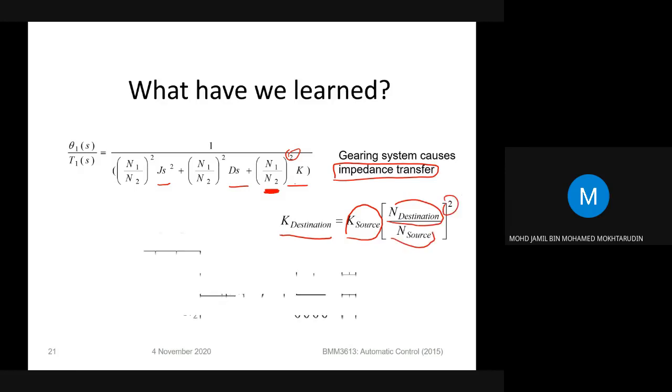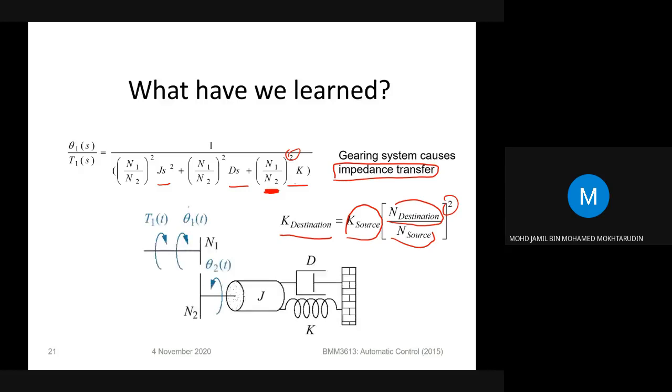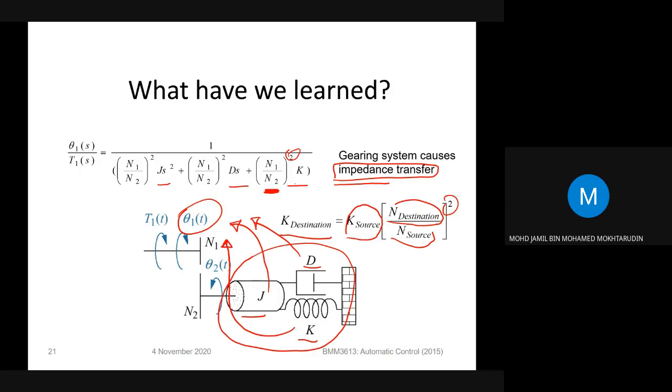So what actually happens here is that theta 1 is here, but your J, K and D are on this section. So to find theta 1, basically what you need to do first is to transfer the impedance. So you need to transfer J onto this side, D on this side, and K on this side. To transfer J, D and K, you need to multiply with the gear ratio squared.